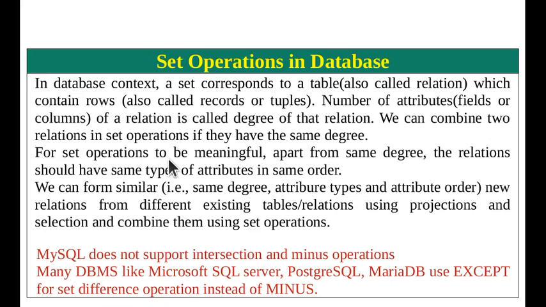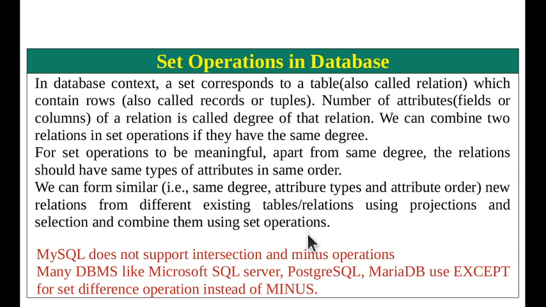For set operations to be meaningful, apart from the same degree, the relations should have the same type of attributes in the same order. We can form similar relations, that is same degree, attribute types and attribute order, from different existing tables or relations using projections and selections and combine them using set operations.